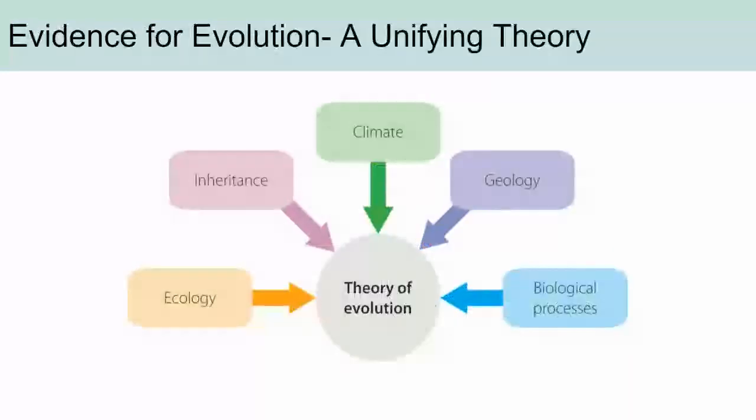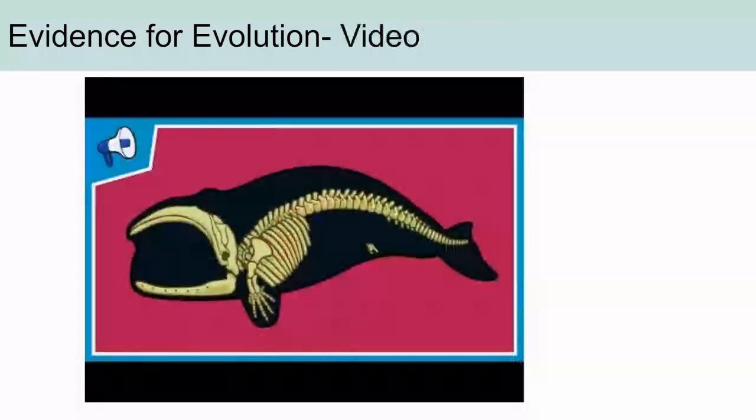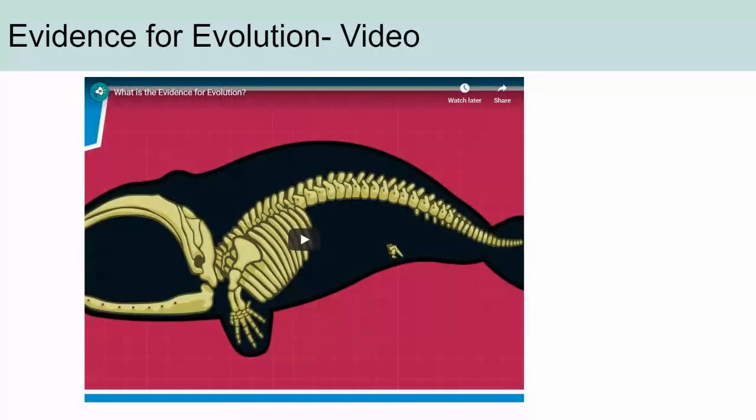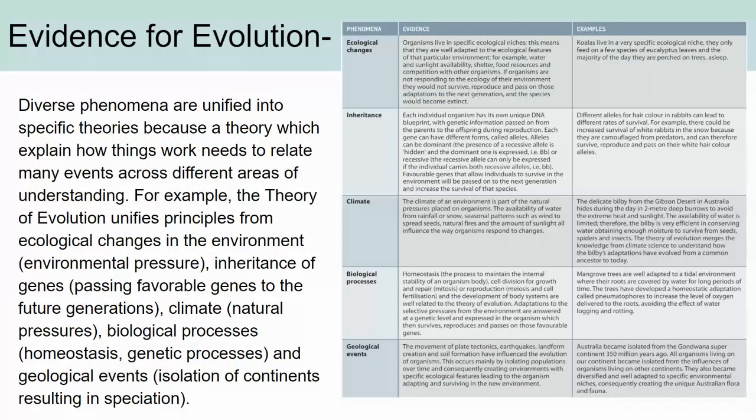So the one that we're going to be looking at is the theory of evolution. And so looking at ecology, inheritance, climate, geology, and biological processes, and how different aspects of all of this unified to have what we now know as the theory of evolution. So I'm going to pause this here to watch this video on the different evidence for evolution. And then we can see here the different phenomena and the evidence we have here.